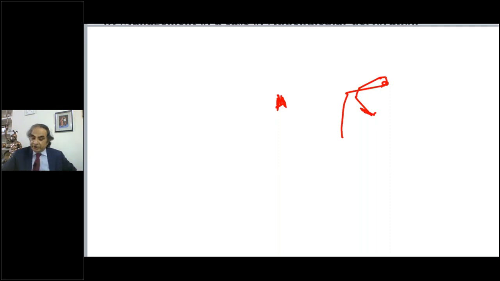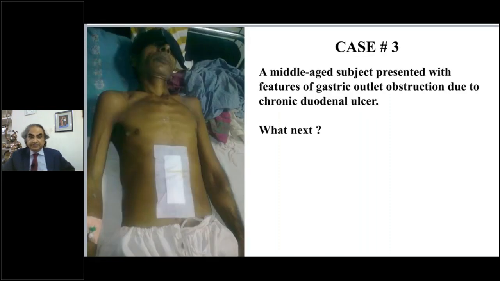Unmute yourself. You can unmute yourself. Case three. He's a middle-aged man, a gentleman, who presented with features of gastric outlet obstruction due to chronic duodenal ulcer. What do you do? Patient has features of gastric outlet obstruction. What do you do next? Anybody wants to volunteer quickly? Please do volunteer. You can learn better, and others can learn from your answers also.